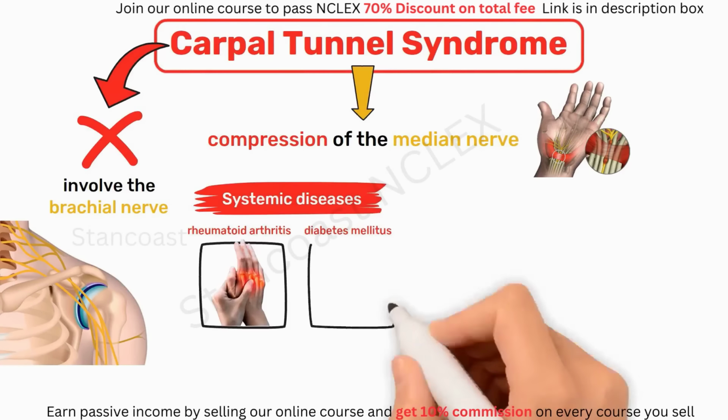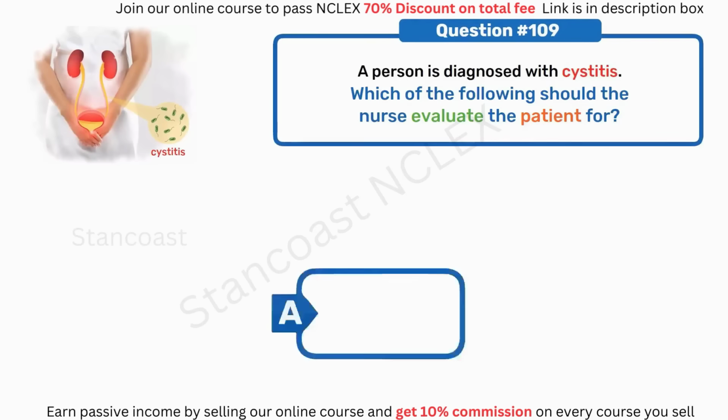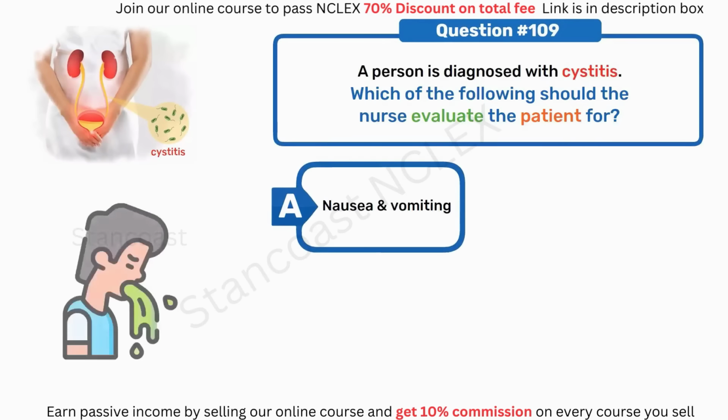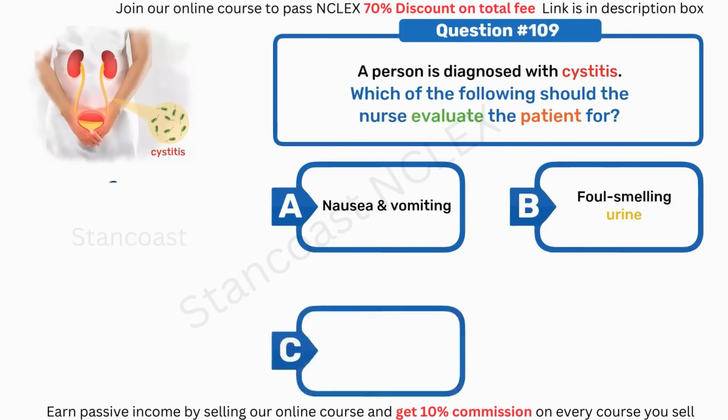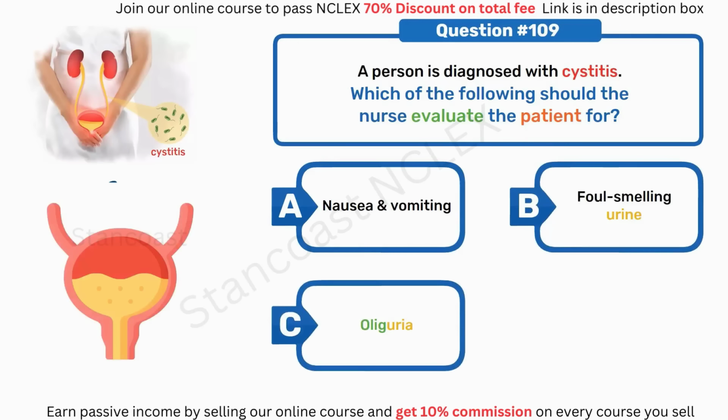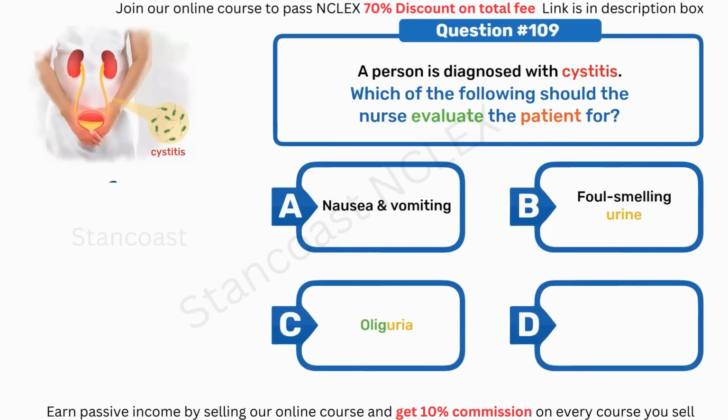A person is diagnosed with cystitis. Which of the following should the nurse evaluate the patient for? A. Nausea and vomiting. B. Foul-smelling urine. C. Oliguria. D. Flank pain. Here, option B is right, because urine with an unpleasant odor can suggest cystitis.